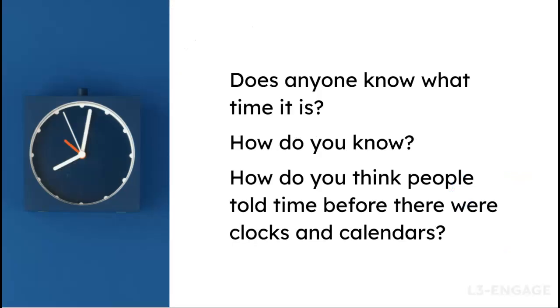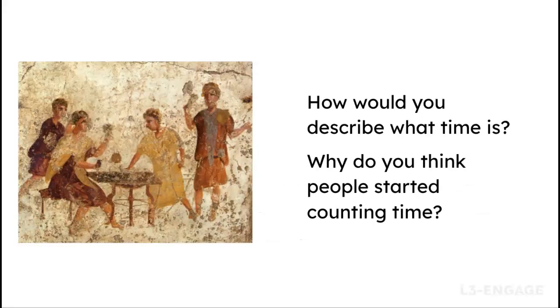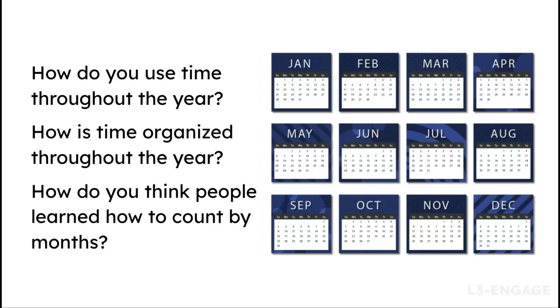For the Engage portion, you'll introduce the anchoring phenomenon for sections 2 and 3. For centuries, humans have used patterns of objects in the sky to tell time. You'll ask students how they know what time it is and how they think people told time before there were clocks and calendars. You'll ask students questions about their ideas about time and why they think people started counting time. You'll discuss timekeeping by the hour and by the calendar year with months.